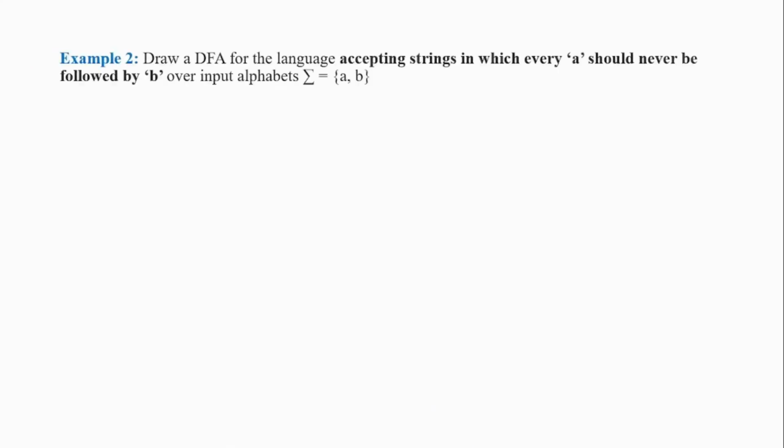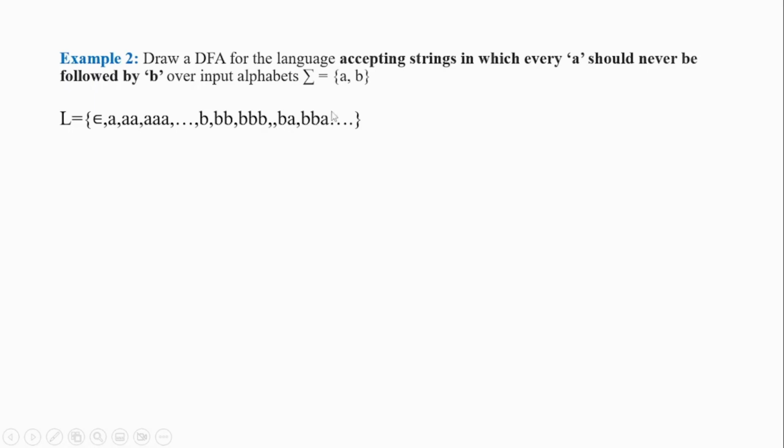Next example: draw a DFA for the language accepting strings in which every A should never be followed by B. So whenever there is an A, there should not be a B following it, right? So it can be the empty string. If there is an A, there should not be a B followed by that. So all the A's are possible, all the B's are possible, BA is possible. We are not saying anything about A following B, right? So these things are acceptable.